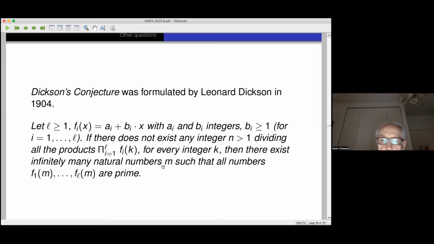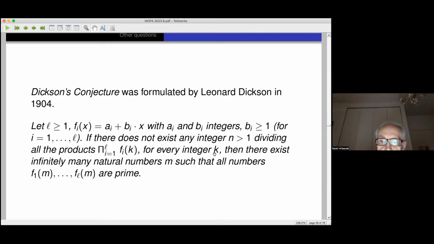there exist infinitely many natural numbers m where all the values of all the f_i are prime, provided that the obvious condition that makes it impossible fails. In other words, provided that there is no integer that divides all of these products for all k. Now, what this really means is that if you take any prime number, it cannot divide at least one of these f_ik for every k.